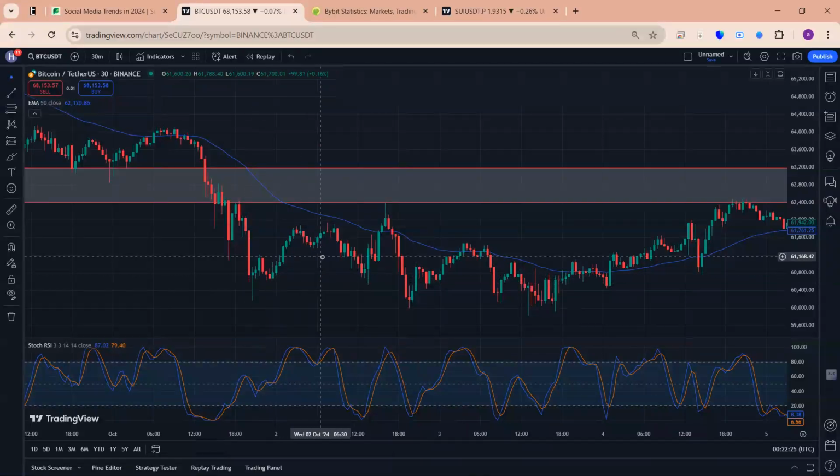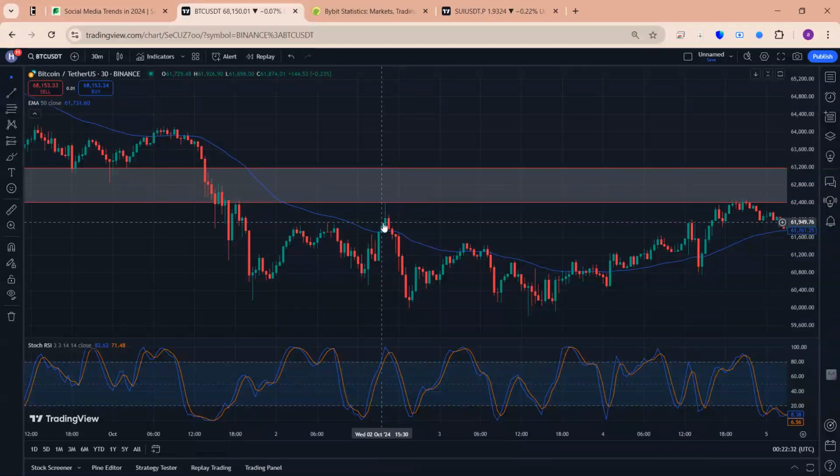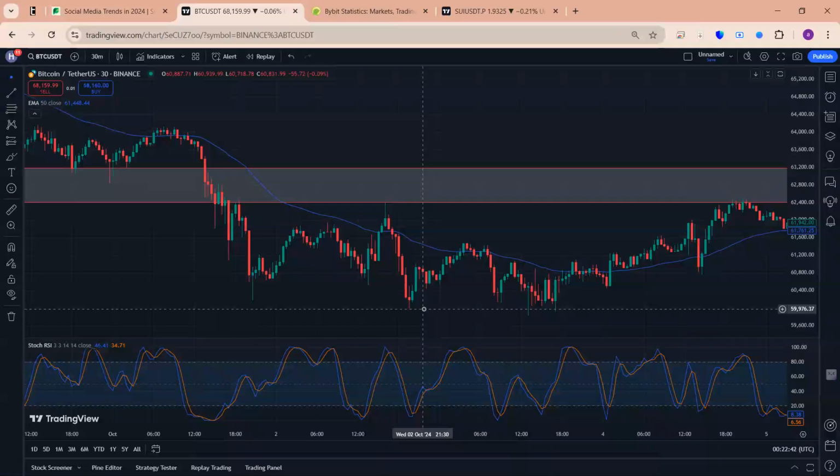the price is trying to trend up, trying to break through this resistance, but immediately it forms an inverted hammer candle around this level. Look at what happened next. The price tanked from 62,000 back to 59,000. I hope you guys have seen this.